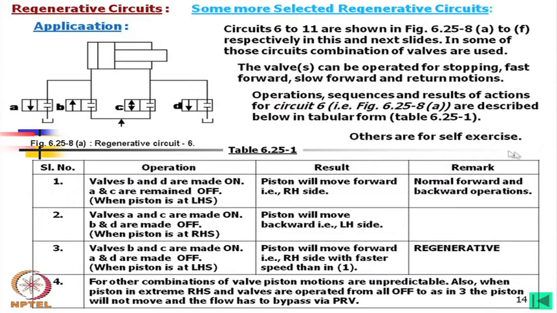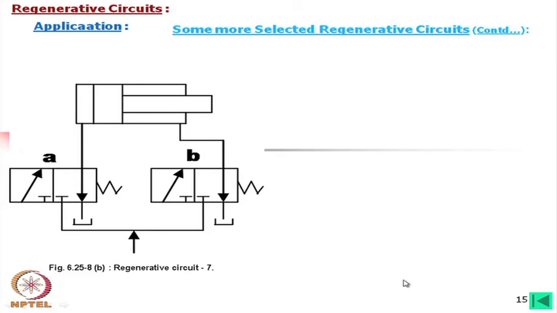Now, let us consider the other circuit, which is for self exercise. So, regenerative circuit 7. Here we have used two 3 by 2 DC valves, and both are connected like this. Now, let us consider that when this connection is shown, the right hand side is the neutral condition and the other connection is the operational condition. Both the valves look the same and they are the same.